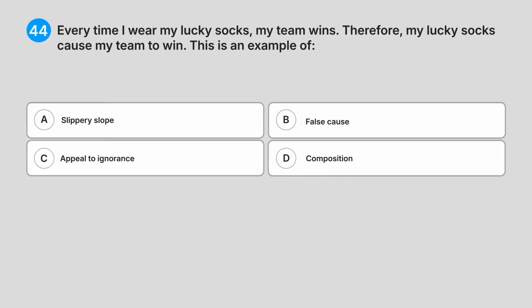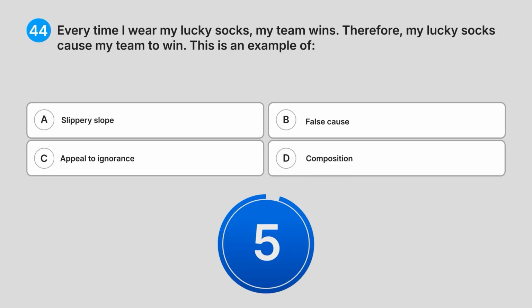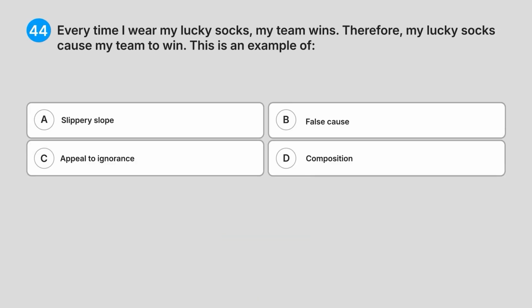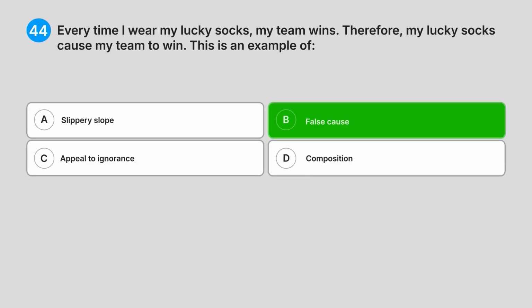Every time I wear my lucky socks, my team wins. Therefore, my lucky socks cause my team to win. This is an example of A. Slippery slope, B. False cause, C. Appeal to ignorance, D. Composition. Can you guess the answer? Correct answer, B. False cause.